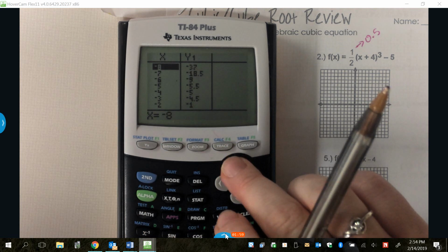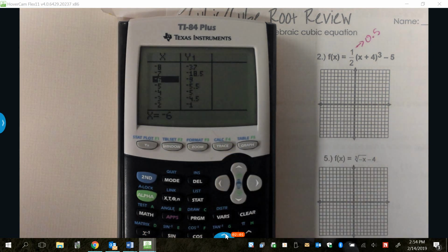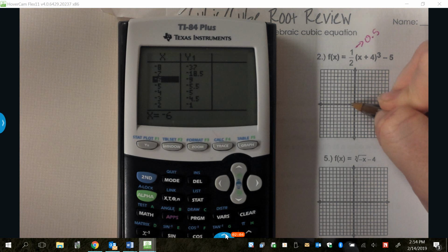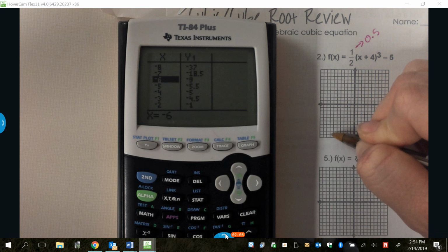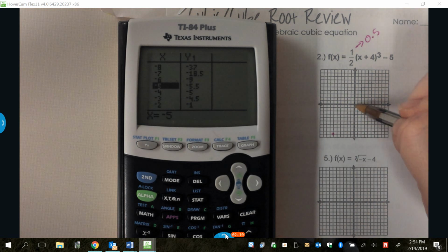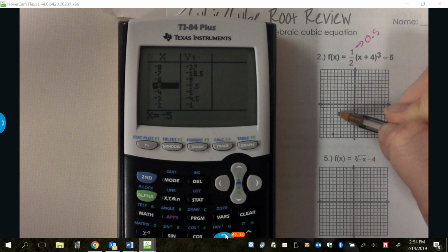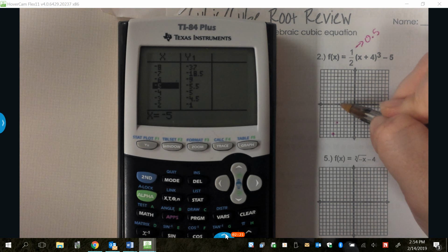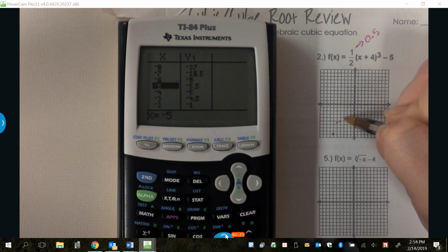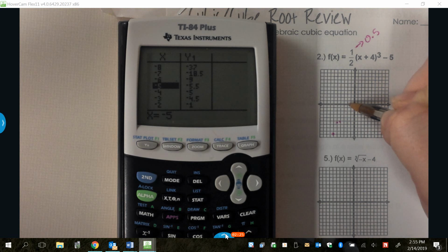Okay, so again, finding points we can plot. So we're going to start here at negative 6, negative 9. Negative 5, negative 5.5. Negative 4, 5.5. Negative 4, 5. Negative 3, 1, 2, 3.